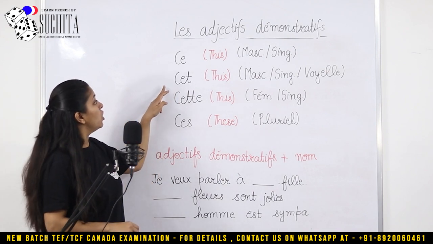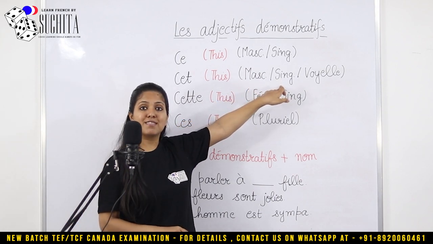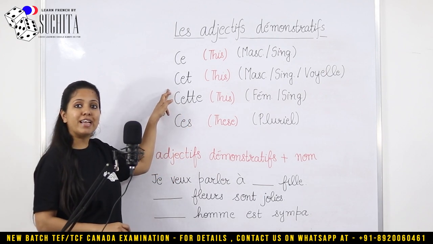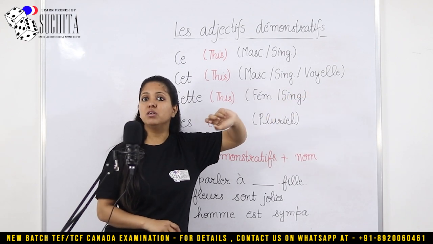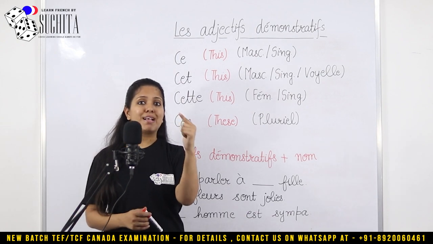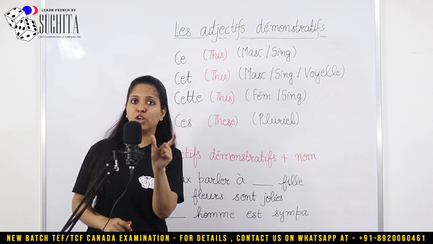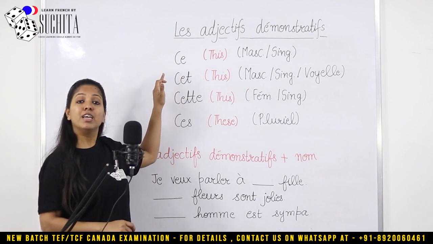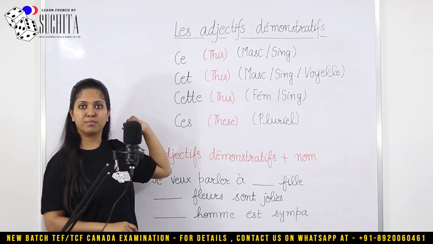Second one, on utilise cet pour les mots qui sont masculins, qui sont singuliers et qui commencent par une voyelle. So we use cet for the words which are masculine, which are singular, and which begin with a vowel. So that means if the word is masculine singular, it is divided into 2 categories. If it is masculine and singular and it begins with a consonant, then we use ce. If it is masculine singular and it begins with a vowel, then you use cet.